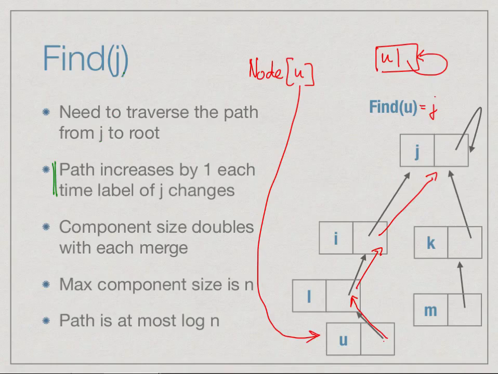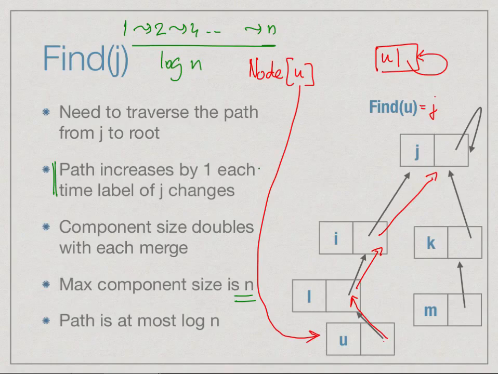If we are going to go from j to the root in find of j, how much time this takes changes by 1 each time j changes its label. But as before, we are doubling the component size each time we merge. Each time we do a union, the label containing j contains twice as many elements as it did before. The best you can do is to combine all the nodes in your graph into a single component, so the maximum component size is n. So we start with a component of size 1, then double it to 2, then to 4, and eventually we cannot go past n. So this whole thing can be at most log n steps.